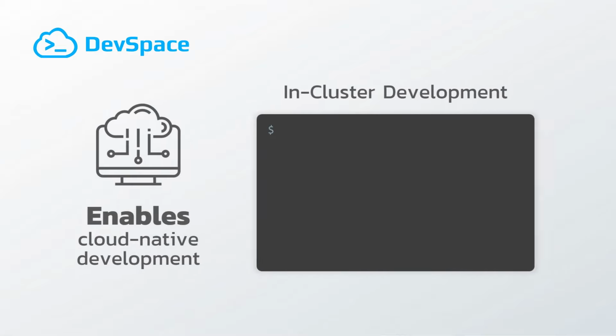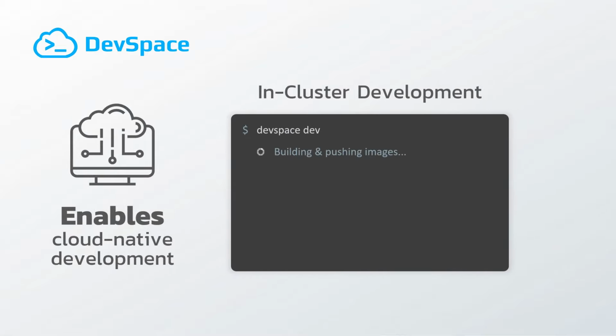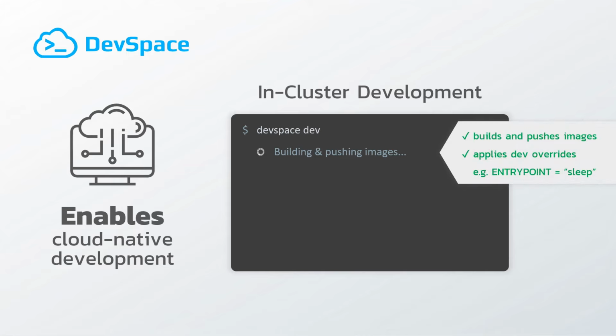The second major feature of DevSpace is its development mode, which allows cloud-native development directly inside Kubernetes. When running devspace dev, DevSpace runs similar build and deployment steps as when running devspace deploy. However, DevSpace applies certain overrides for development. You can, for example, tell DevSpace to use a different Dockerfile for development. Or you could tell DevSpace to simply override the entry point of the image you are currently working on.